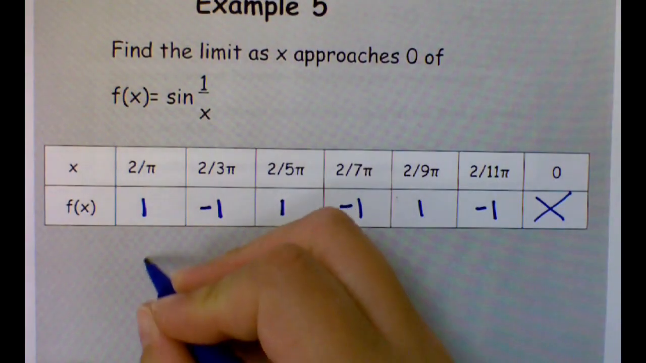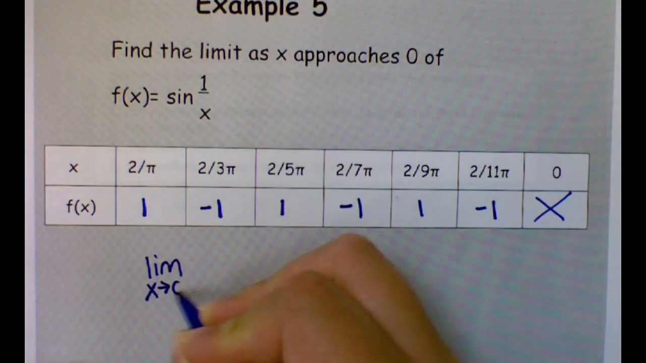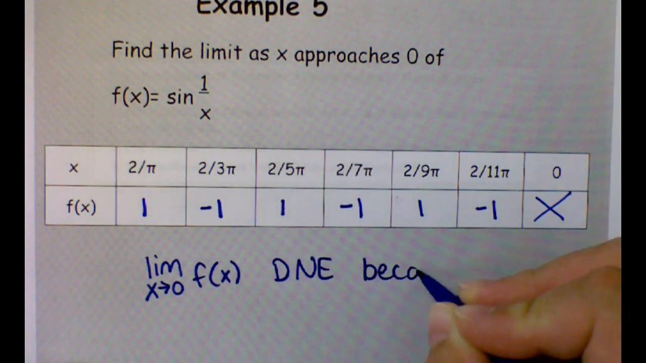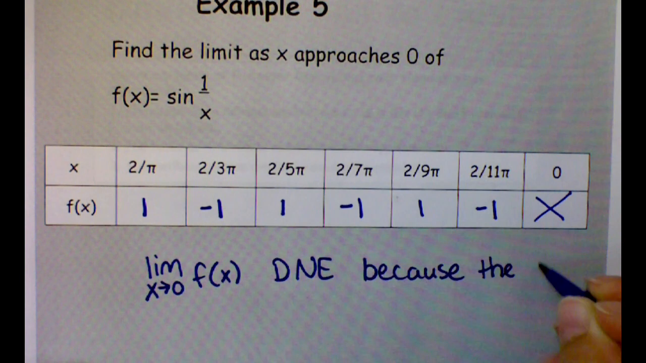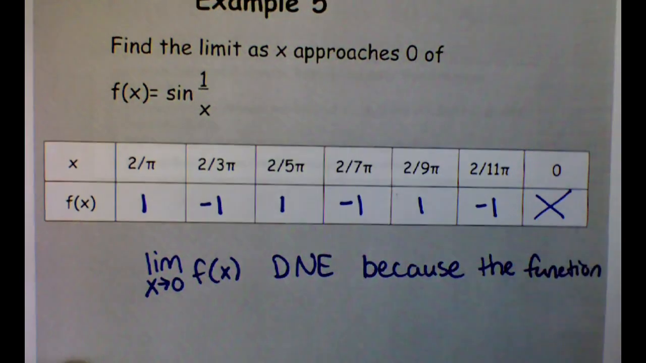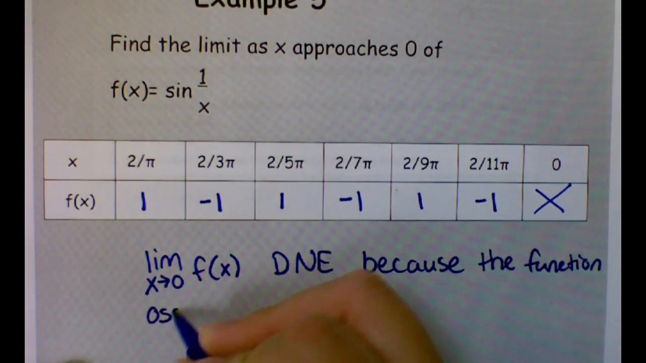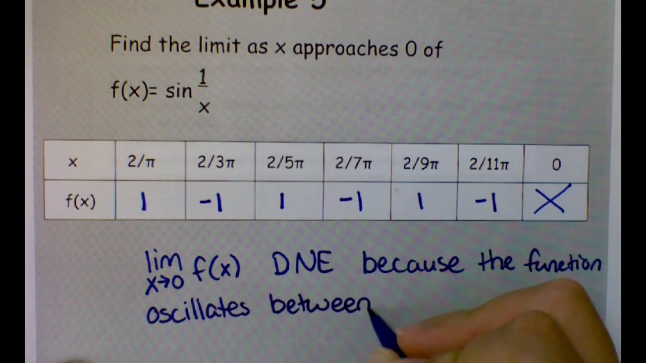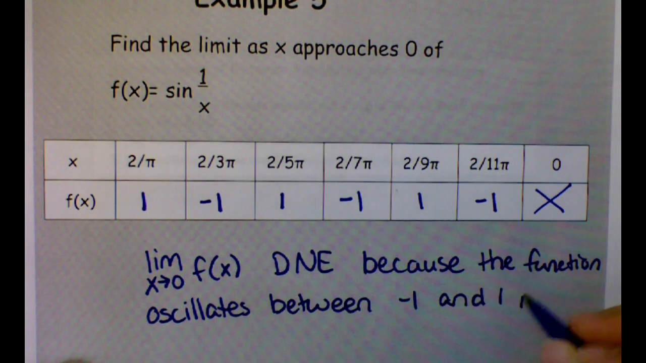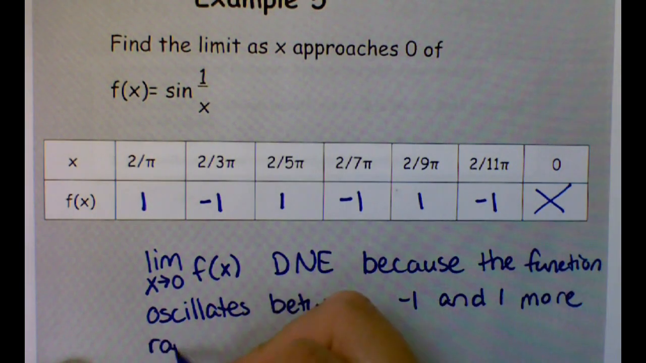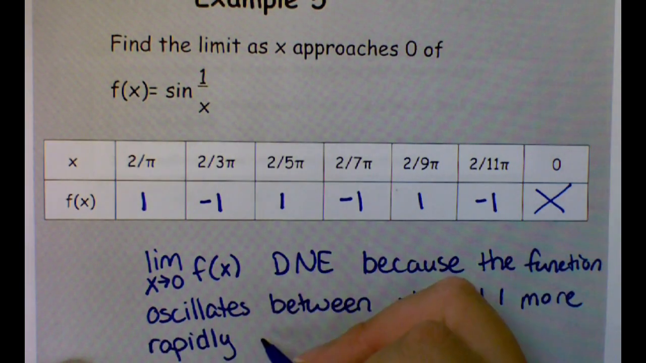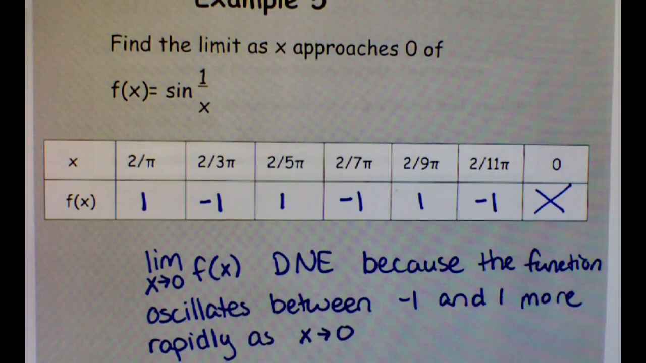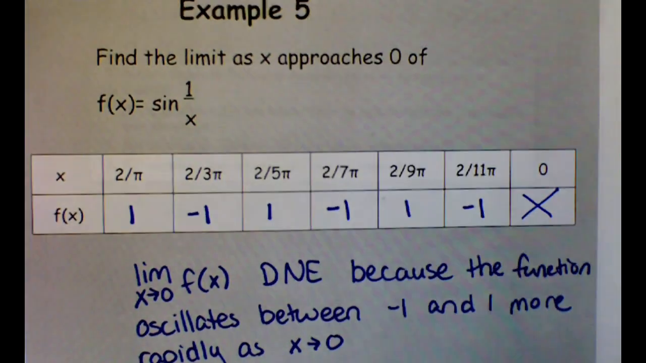This limit, as x approaches 0, of this function does not exist because the function oscillates between negative 1 and 1 more rapidly as x approaches 0. So it becomes much more quick in its oscillation.